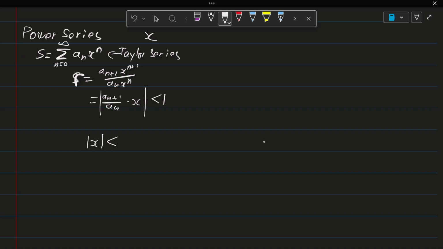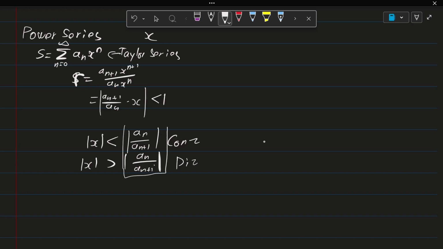If it is less than an over an plus 1, meaning that it will be much smaller, it will be convergent here. So this will converge. But if your magnitude of x is greater than an over an plus 1, you would call this divergent. And this is what you call the radius of convergence. So these two things here are called the radius of convergence.